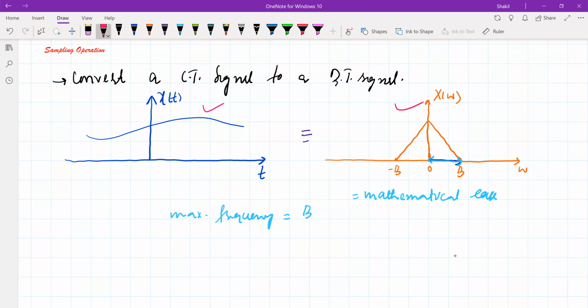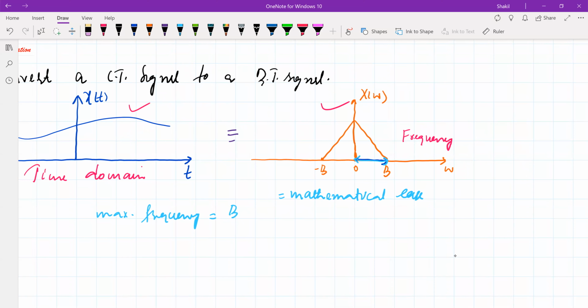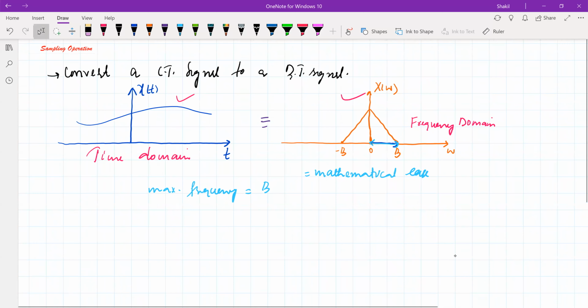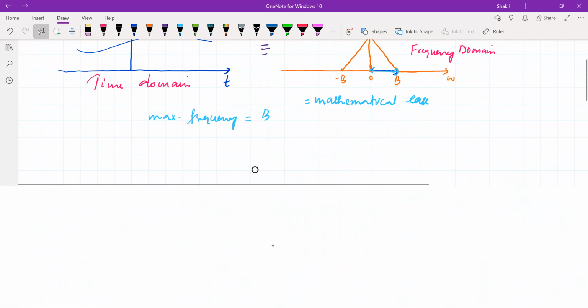This is the time domain representation of the signal, and this is the frequency domain representation of the same signal. So whether I say x of t or x of omega, it means one and the same thing. You must remember. One is the time domain representation, the other is the frequency domain representation. That's the difference between the two.